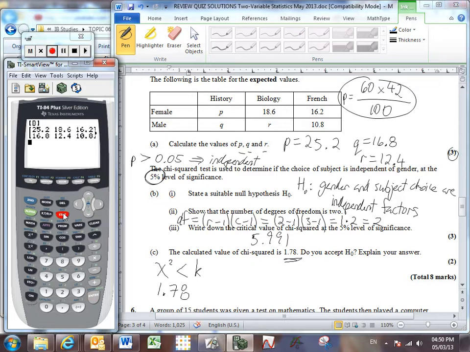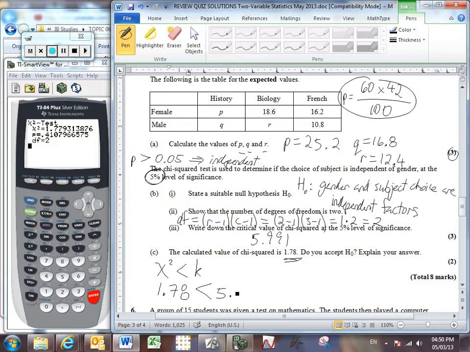I'm just going to double check this by looking at my stat test, chi-squared test, calculate. Let's look at that. Yeah, that's what they got too, a chi-squared value of 1.78. So my chi-squared, because it is less than 5.991, the critical value, that must mean that we do accept the null hypothesis. Okay? And that means that they are independent classifications. Gender and subject choice do not influence one another.